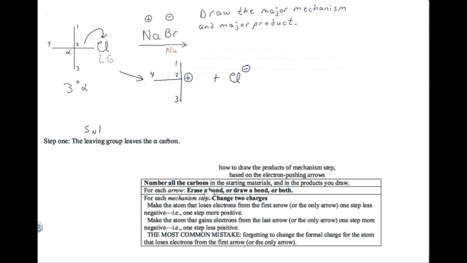I hope you'll carefully study these rules for changing two charges. You need to memorize that for every mechanism step, you need to change two charges. If there's only one arrow, you change the charge at the beginning and the end of the arrow.